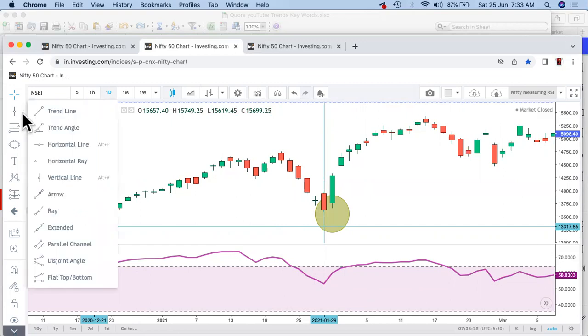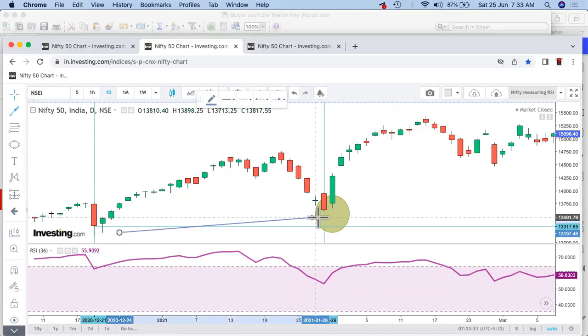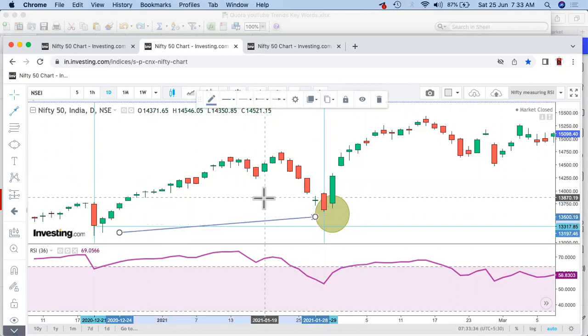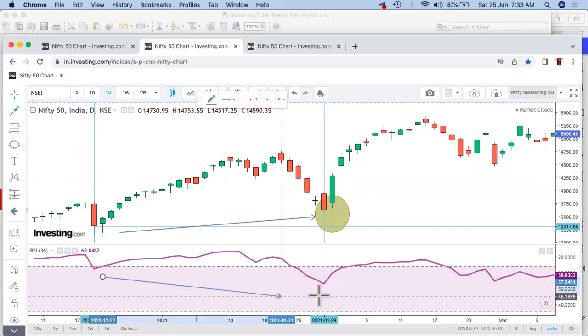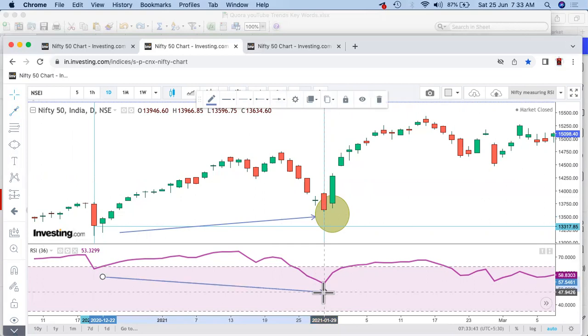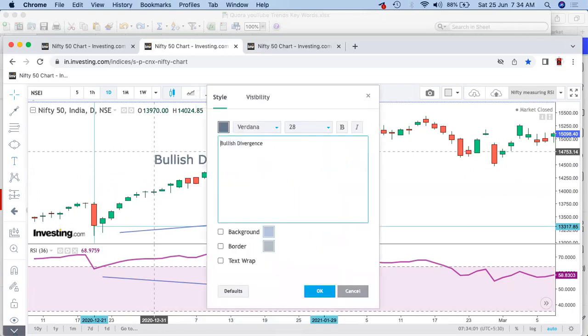So what happens in this kind of thing is your price has been moving in one direction, but your RSI has been moving in the opposite direction. Now, this is not a bullish divergence or a bearish divergence, but this is something called hidden divergence. I'll just write it down.